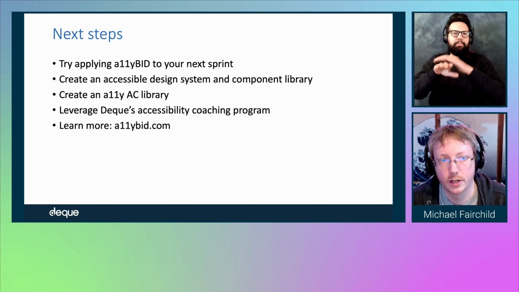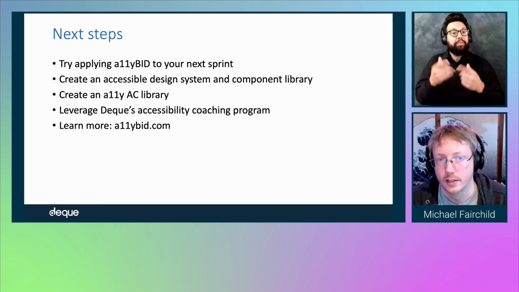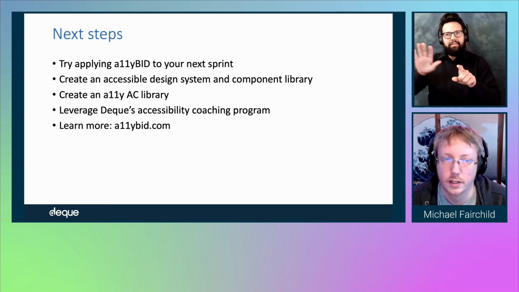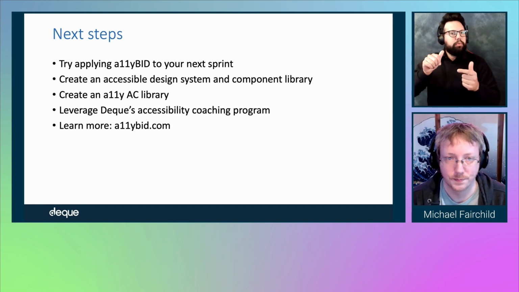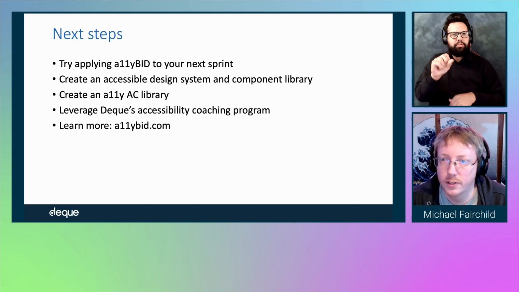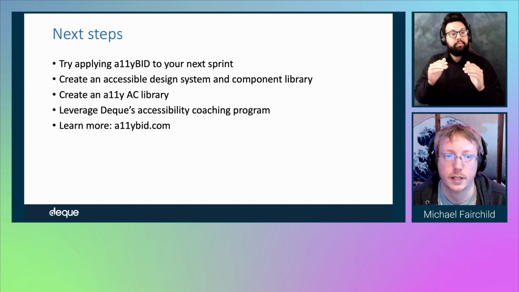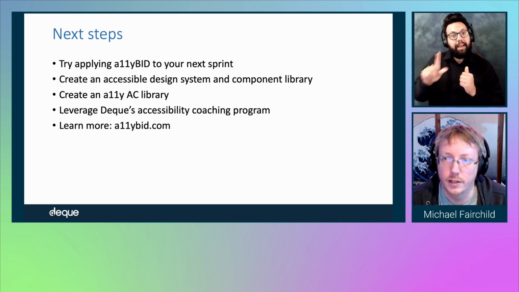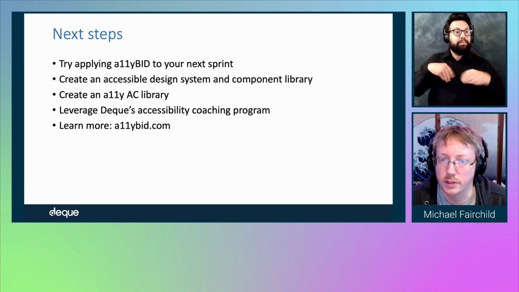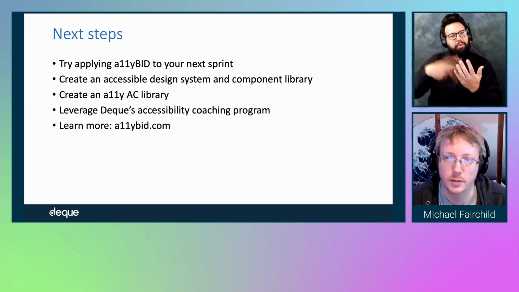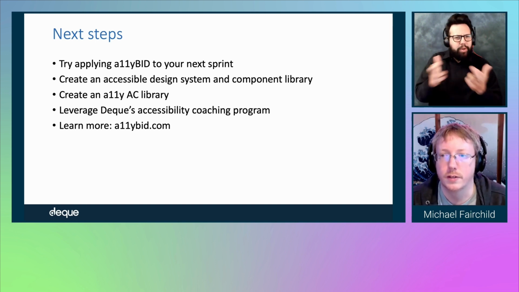So the next steps here are to try to apply accessibility behavior informed development to something in your next sprint. Just experiment with it. You could try to create an accessible design system and component library if you don't already have that. I would suggest creating an accessibility AC library. You could also leverage Deque's accessibility coaching program. We have resources and coaches to help you get up to speed with this process faster and more effectively.